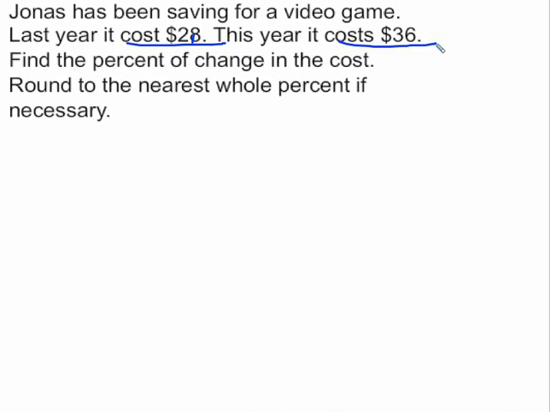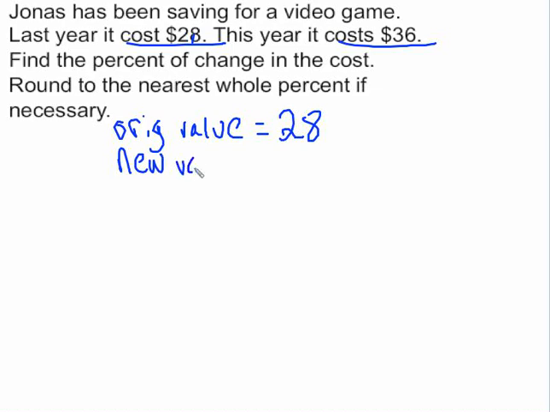And for these examples, I'm going to show you how to use your calculator to do them so that you're not doing the calculator work incorrectly. So let's start with our important information. We know that our original value is going to be what it cost last year. So our original value is $28. And our new value is going to be what it costs this year, and that's $36.